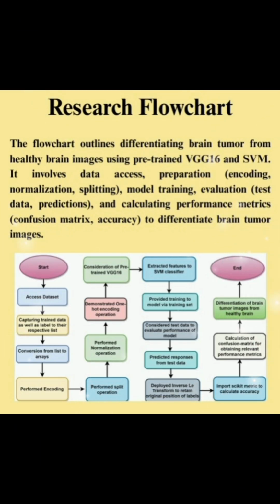Research flowchart. The flowchart outlines differentiating brain tumor from healthy brain images using pre-trained VGG16 and SVM. It involves data access, preparation, encoding, normalization, splitting, model training, evaluation, test data, predictions, and calculating performance metrics, confusion matrix, accuracy to differentiate brain tumor images.